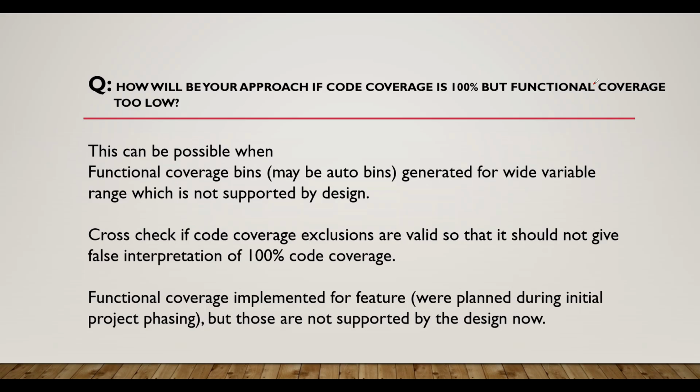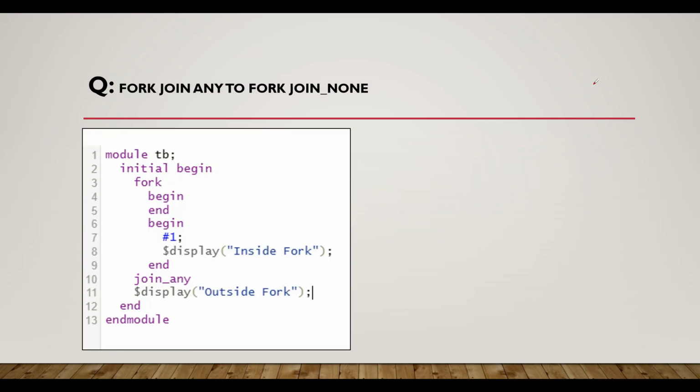Now, how will you approach it if your code coverage is 100% but functional coverage is too low? So see, the simple answer is that you will exercise more test cases that will cover your features. Okay, so that's how you can achieve your functional coverage.